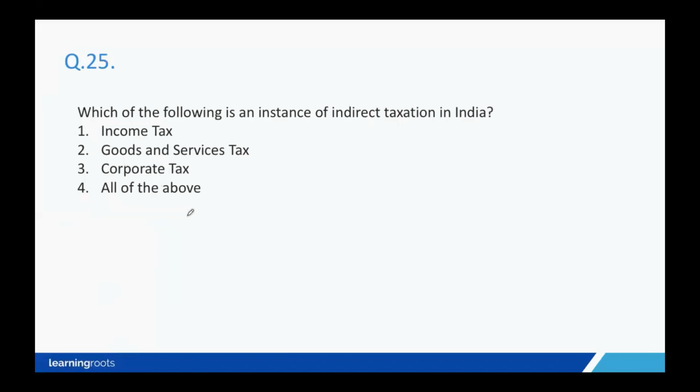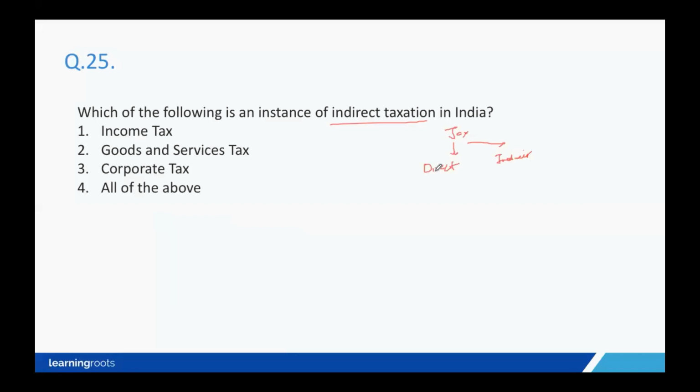Which of the following is an instance of indirect taxation in India? Let's first talk about what indirect taxation means. Taxes are of two types: one is direct, and the other is indirect. Some examples of direct taxes are income taxes, corporate taxes, and so on. So what is a direct tax? It basically means that the person who is supposed to pay the tax and the person who actually pays the tax are the same.